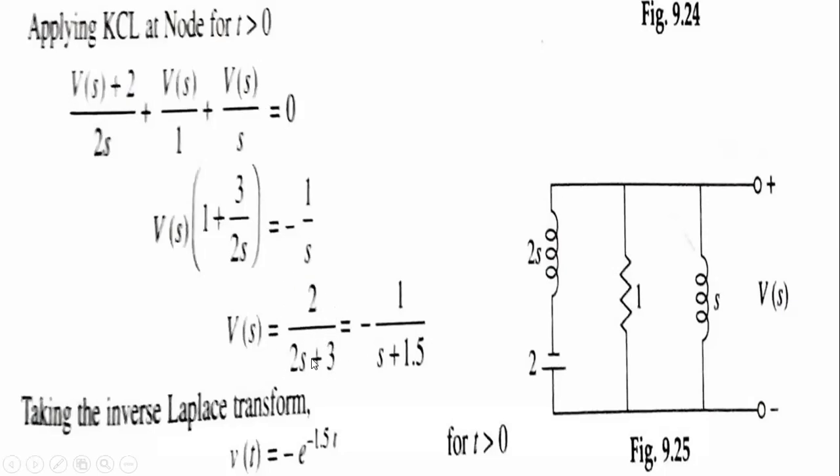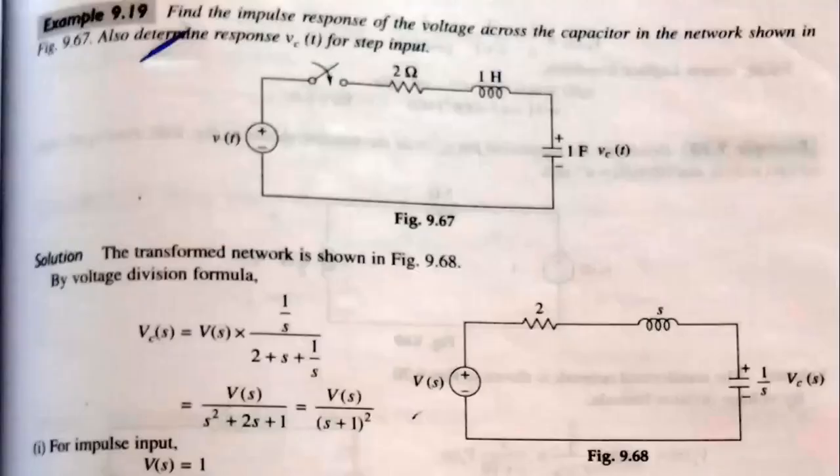So this 2 you can take common, and this will be cancelled out. 1 by s plus 1.5 you will get, finally, the V of s. Okay, so by taking the inverse Laplace, this V of s will be converted into V of t. Here you can take s equals minus 1.5, so V of t is equal to minus e raised to the power minus 1.5 t, whenever t is greater than 0.